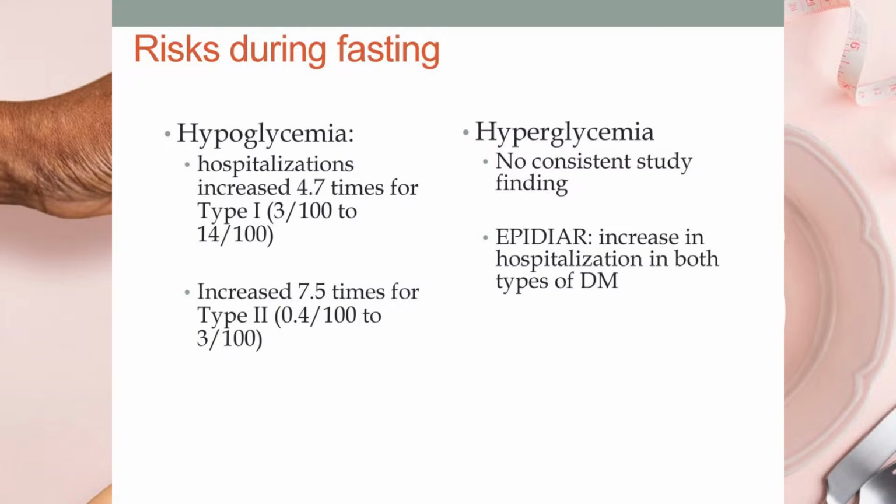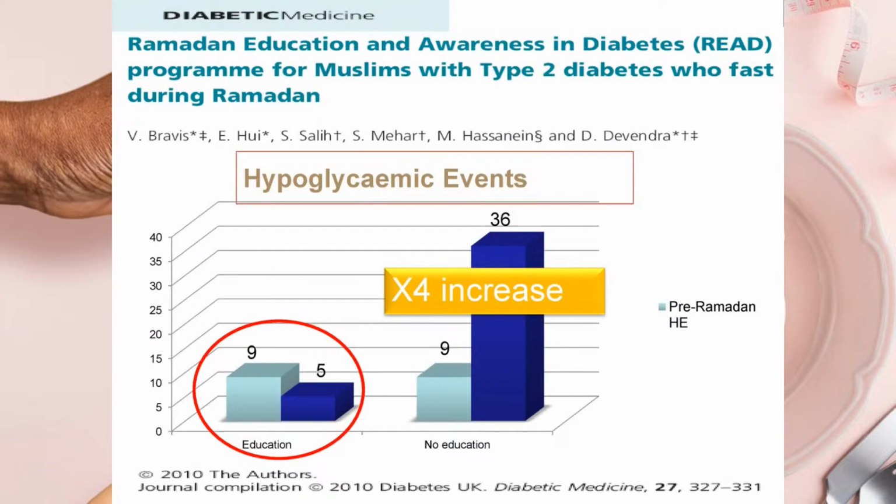So there are some studies I'll be showing in the next few slides. Hypoglycemic rates increase about 4.7 times in type 1s and about 7.5 times in type 2s. And the data on hyperglycemia is a bit inconsistent. So the next slide will show one study that was published, the READ study, the Ramadan Education and Awareness in Diabetes program for Muslims with type 2. This was a multi-center study, and this is what it showed.